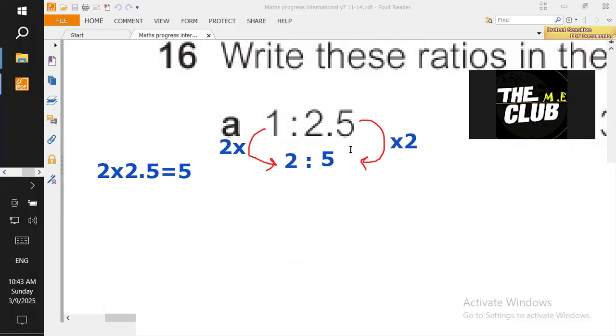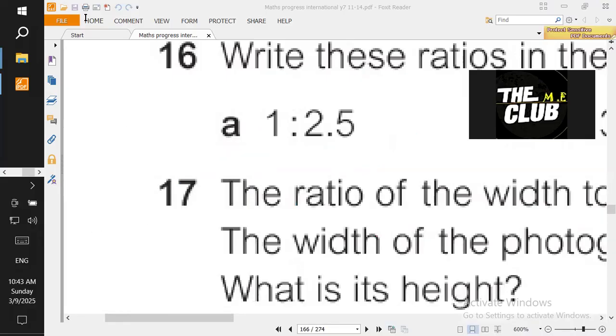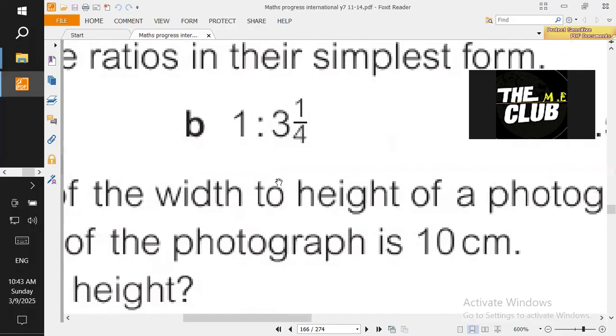So basically, simplified ratios mean no decimals or no fractions. So how do you find this? You start multiplying by 2, and then by 3, and then by 4, until you get rid of the decimals. And this is how you find the simplest form of ratios. Let's take another one. This one is 3.25 and 1. So same idea. Let's answer this.